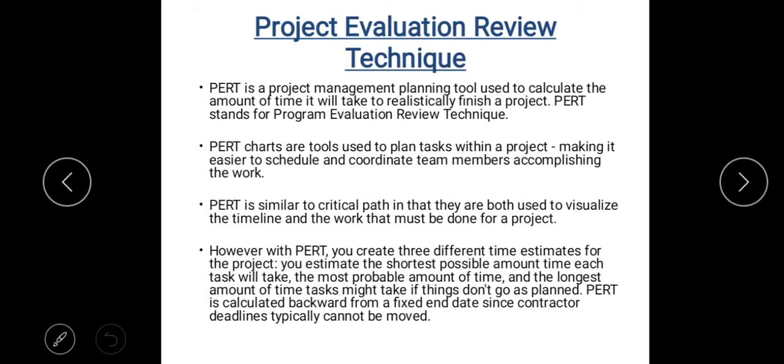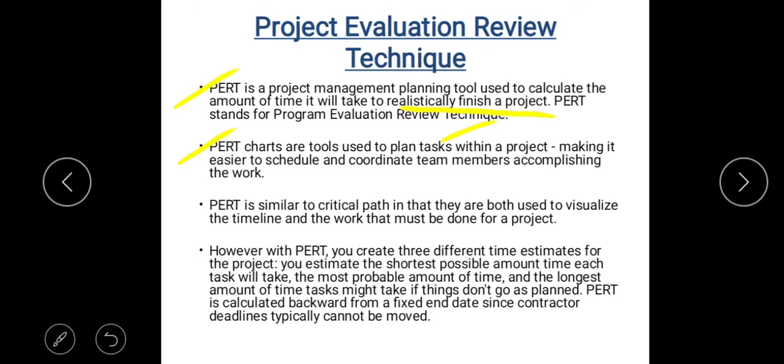And in case of PERT, we talk about realistically finishing a project. So here PERT does not consider the longest sequence, but it actually calculates the actual time required to finish a project. So this is the Project Evaluation Review Technique. In case of PERT, charts are used to plan the tasks within a project.